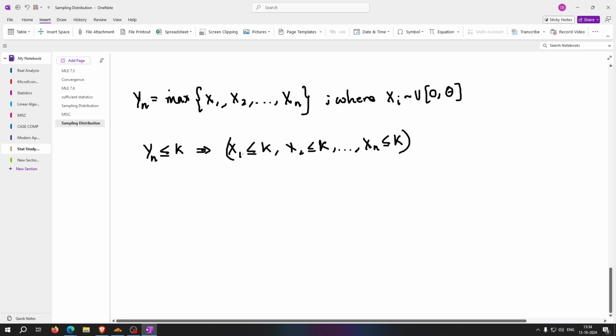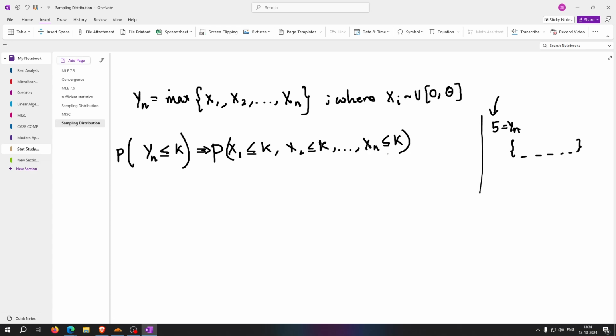right? Because if any one of these is more than k, then yn would have become that value. So basically I am saying if yn's value is 5, that means whatever sample I have observed, all the values should be less than or equal to 5 if y is my maximum value, right? So what is the probability that yn is less than or equal to k? The probability that yn is less than or equal to k is the probability that each one of these values is less than or equal to k.